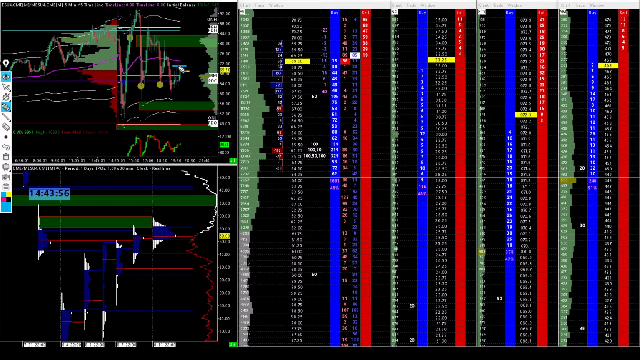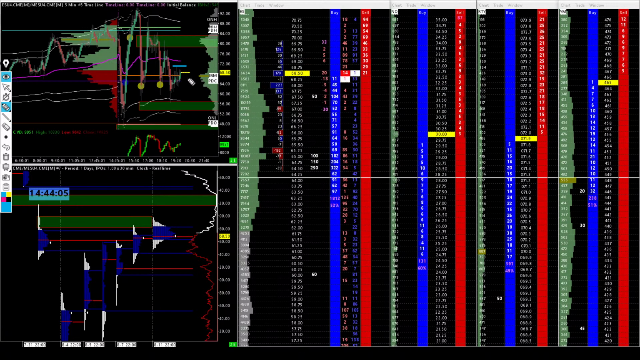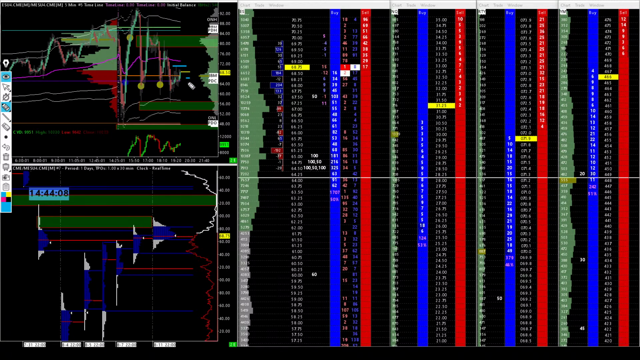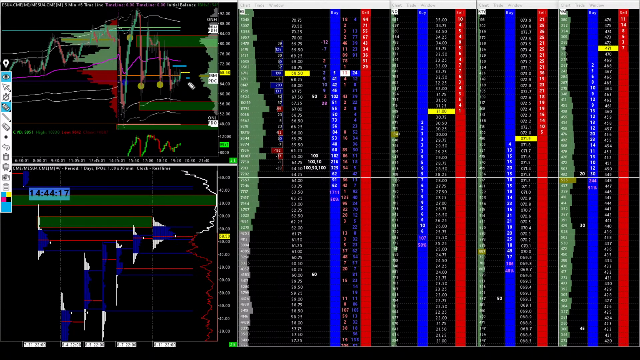So watch this little blip here. If we do get a hit above, maybe take some stops, hit VWAP, and then basically come back in here. This range is going to be so tight, I think.